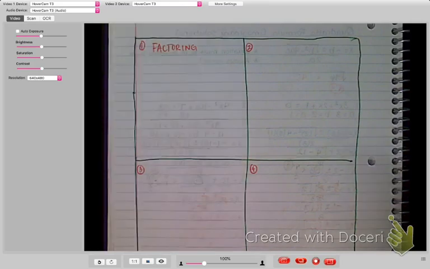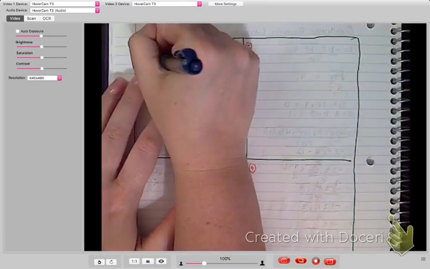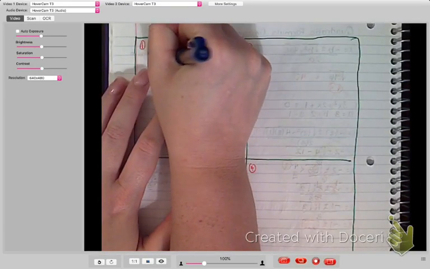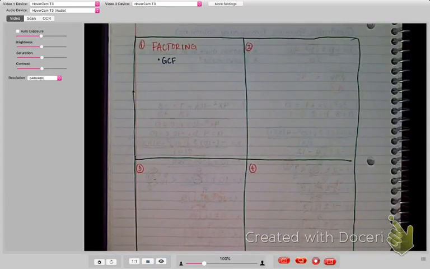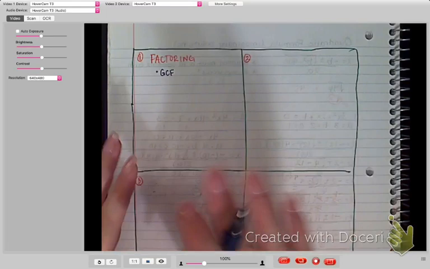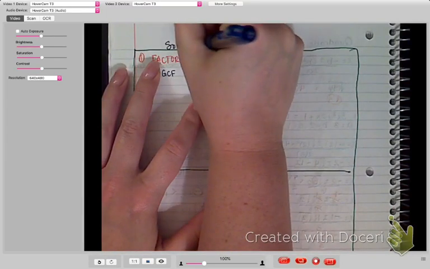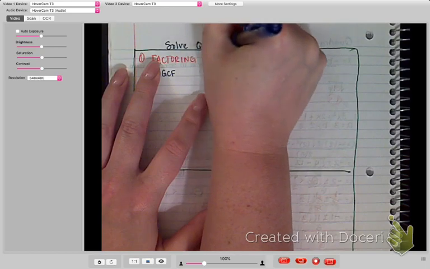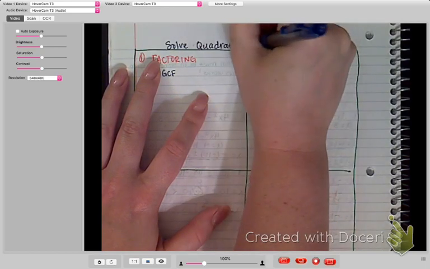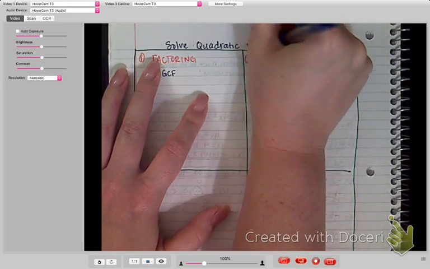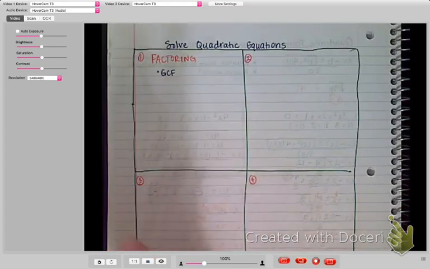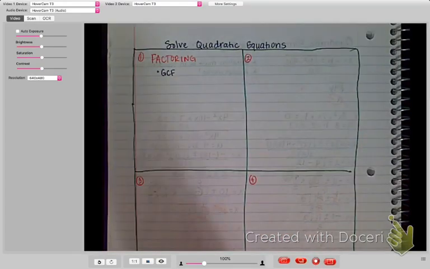When we're factoring, the first thing we need to do is look to see if there is a greatest common factor, so a GCF that I can pull out. And remember, this is all for different ways to solve quadratic equations. The ultimate goal is to solve, to get the variable by itself, to know what x is, or whatever your variable is. So the first step is GCF.